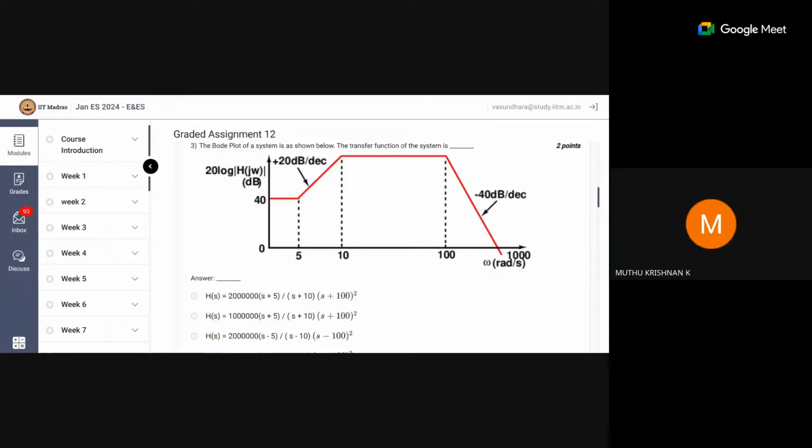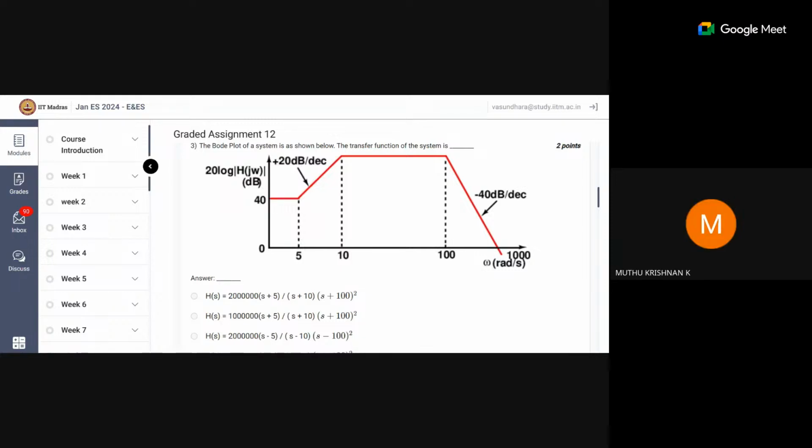So, ma'am, can you just give some hint? Which question? The same Bode plot kind of question. Yes, ma'am, but no values are given. Yeah, but from the Bode plot, first you find out the transfer function, then from that expression of the transfer function, you can figure out the corner frequencies. Correct?